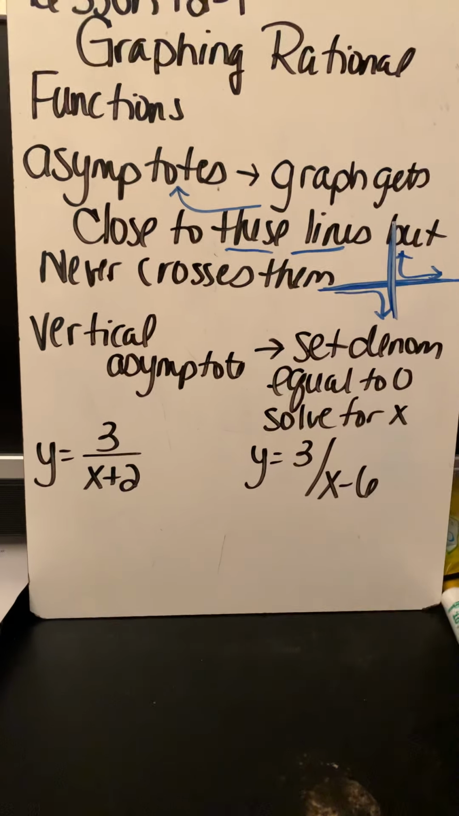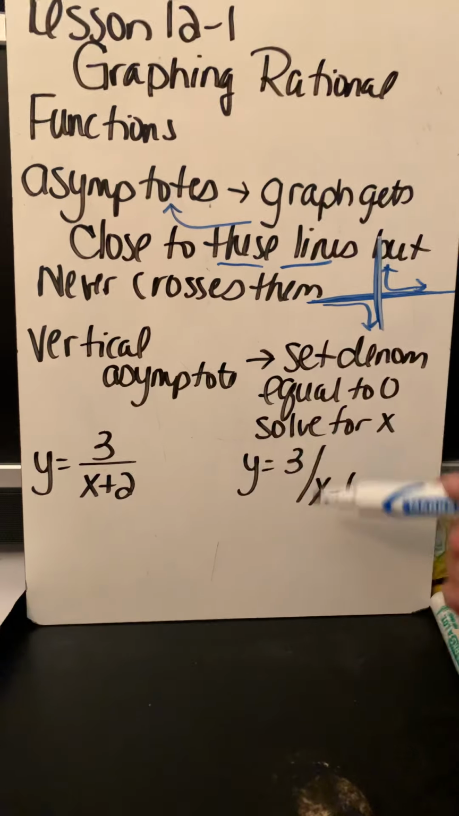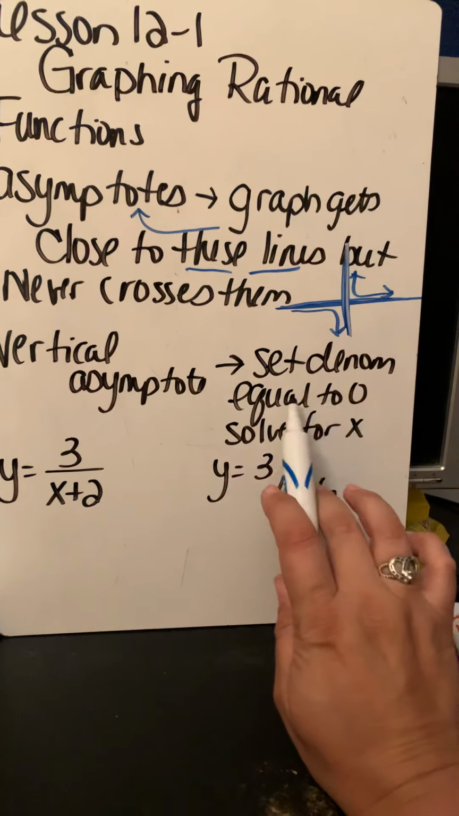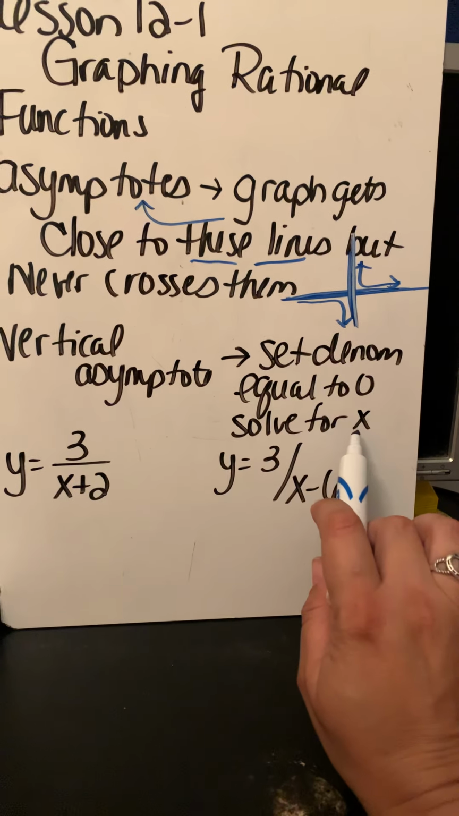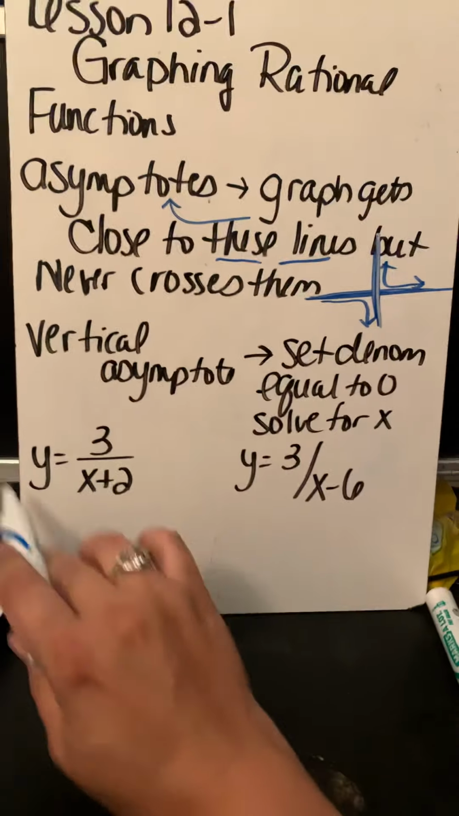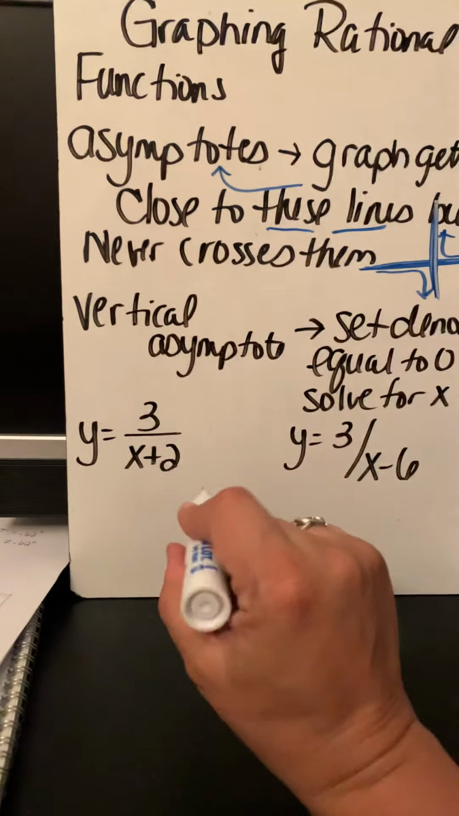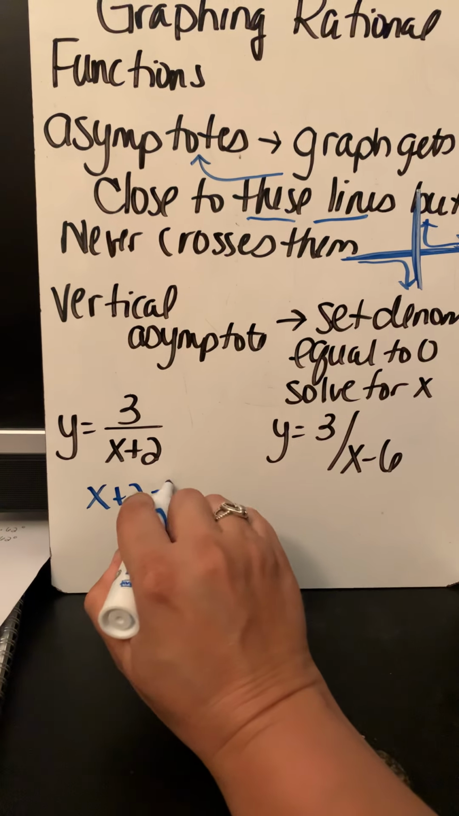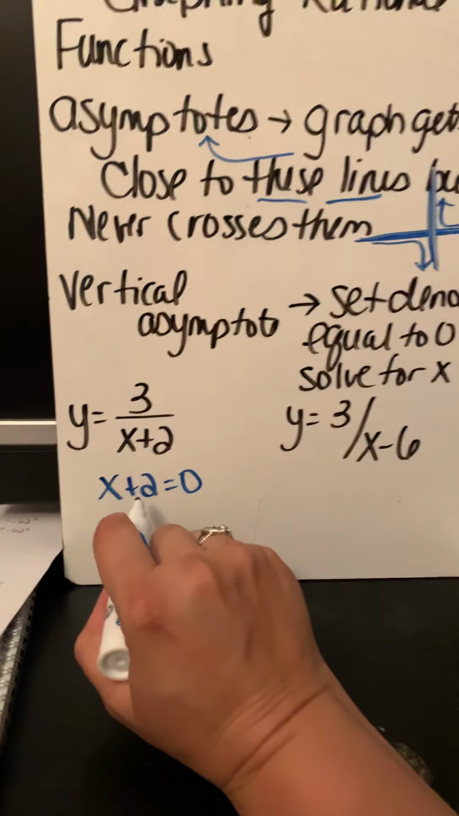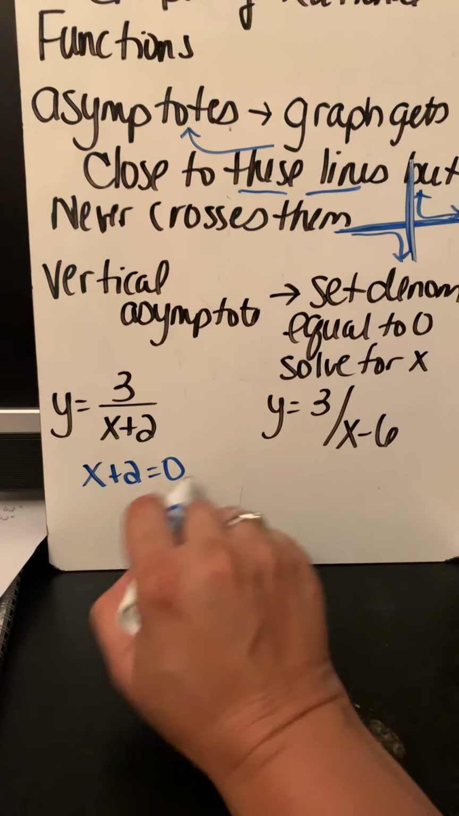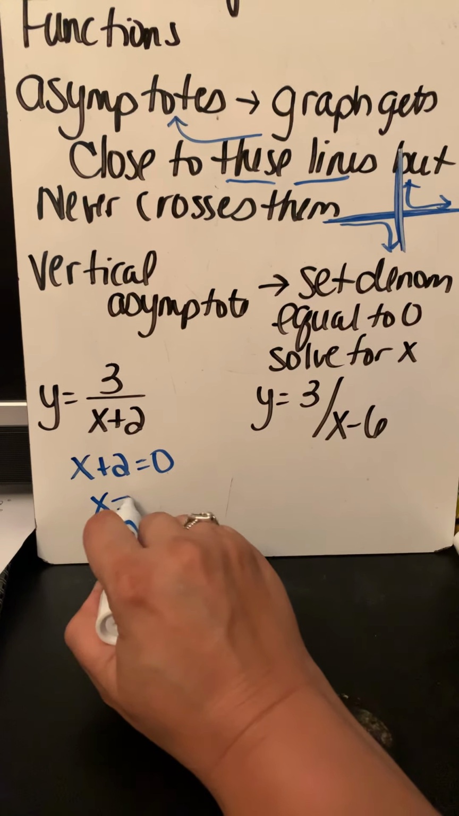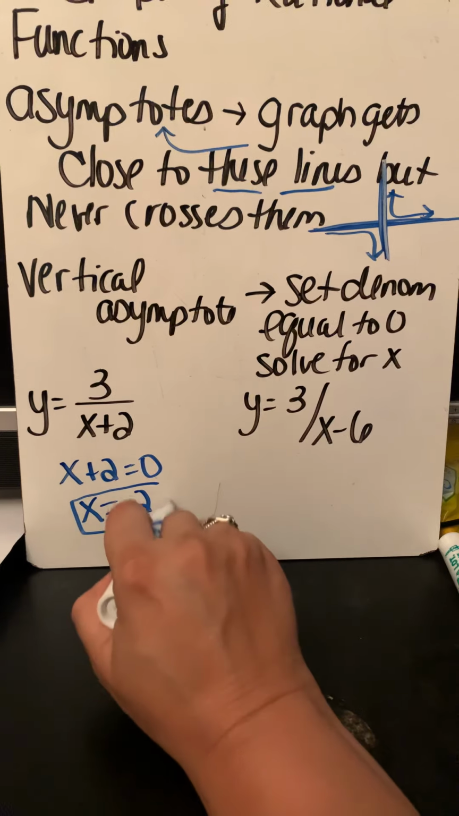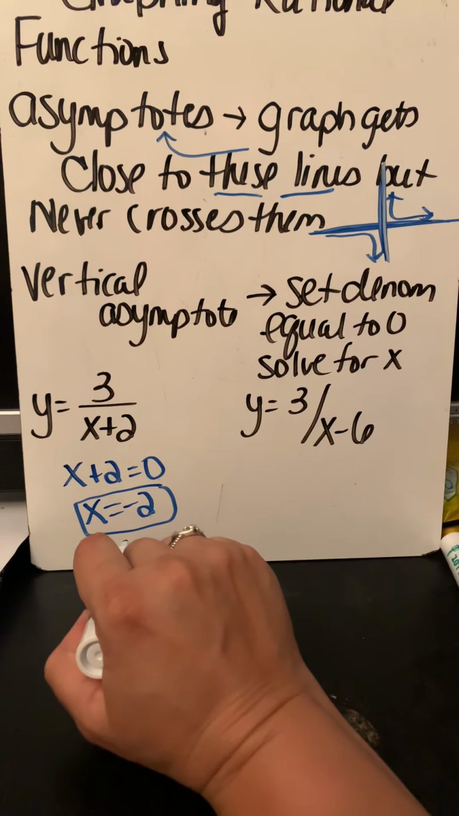These are all what we call rational functions. These are your fractional functions. We're going to set the denominator equal to 0 and then solve for x. So all I'm going to do is take this one right here to find my vertical asymptote. I'm going to set my denominator equal to 0, solve for x. Well, easy basic algebra. Subtract 2 from each side. X equals -2. Done. That's my asymptote.